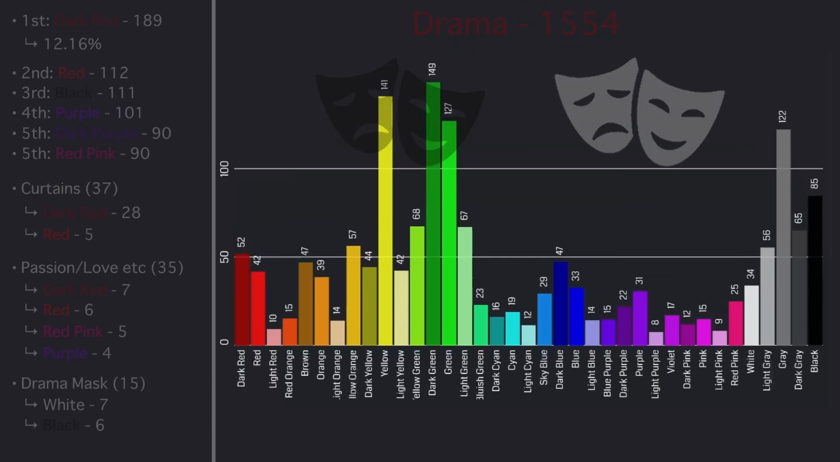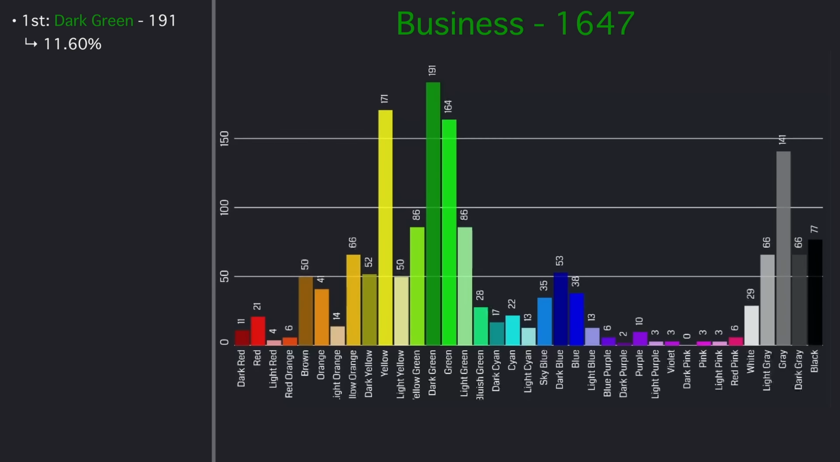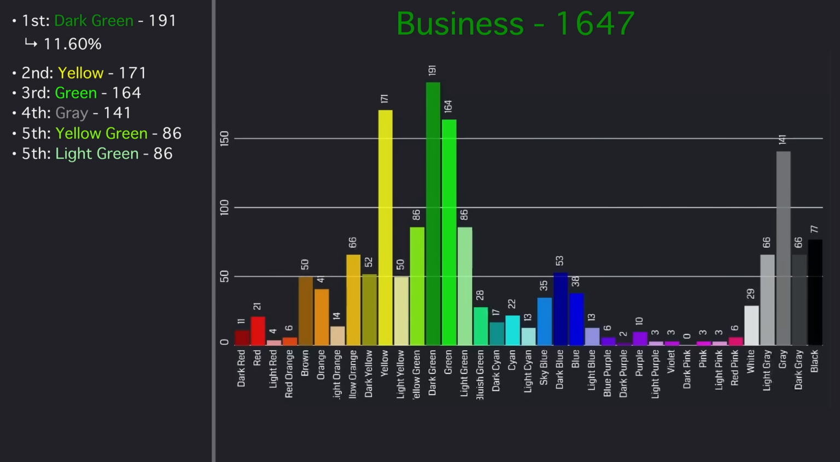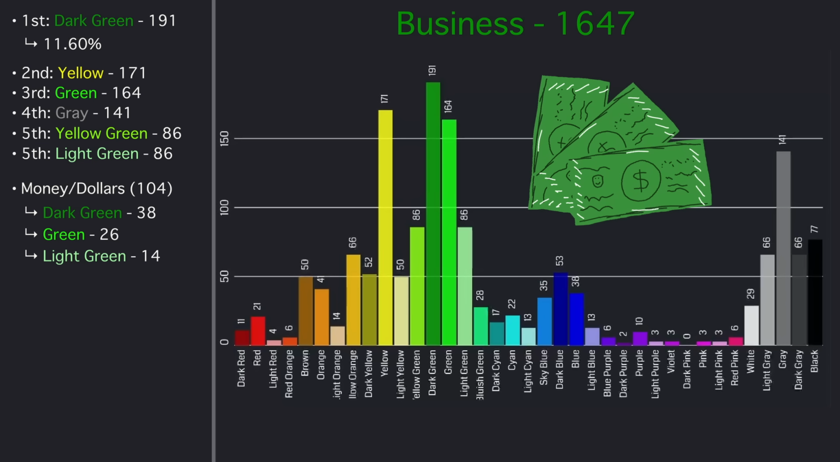Next up we have business, which had 4 standout colors. Dark green in first with 191 votes, yellow in second with 171, green in third with 164, and grey in fourth with 141. In fifth, we have another tie with both yellow green and light green at 86. There was a very distinct association that propelled the greens, particularly dark green, to the top: the fact that green, or dark green, is the color associated with money and dollar bills, which is what this class tended to focus on.